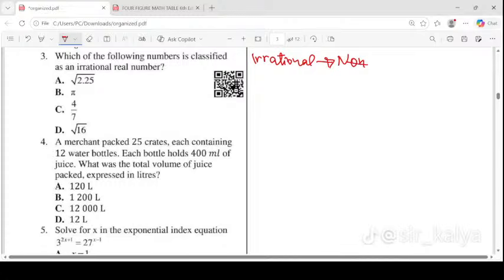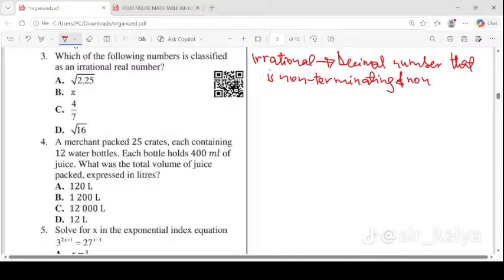Let me put it this way, that an irrational number is a decimal number that is non-terminating and non-repeating.